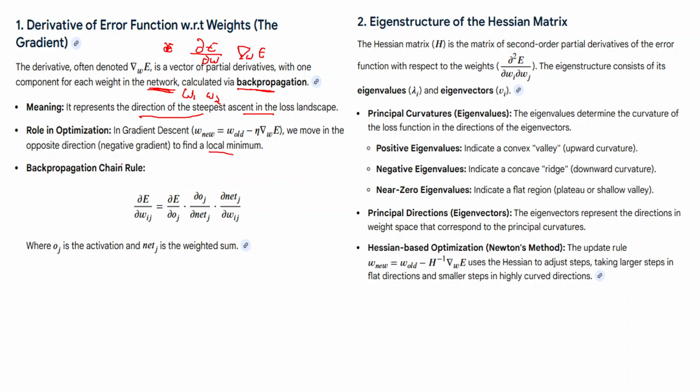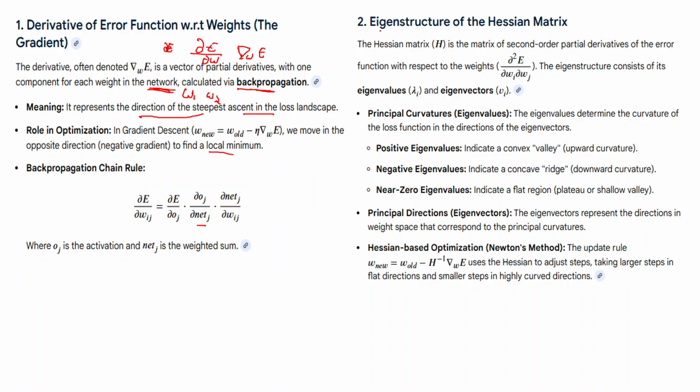And in backpropagation, we know that is our chain rule. We find the error with respect to the output, then the output with respect to the net, and the net with respect to the weight. Here O_j is the activation output, the output we get after passing through the activation function, and the net is the net input we have got.